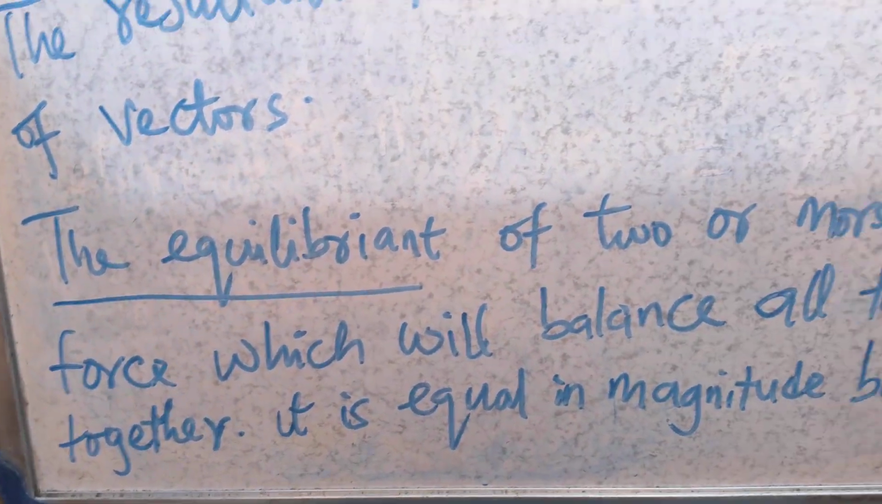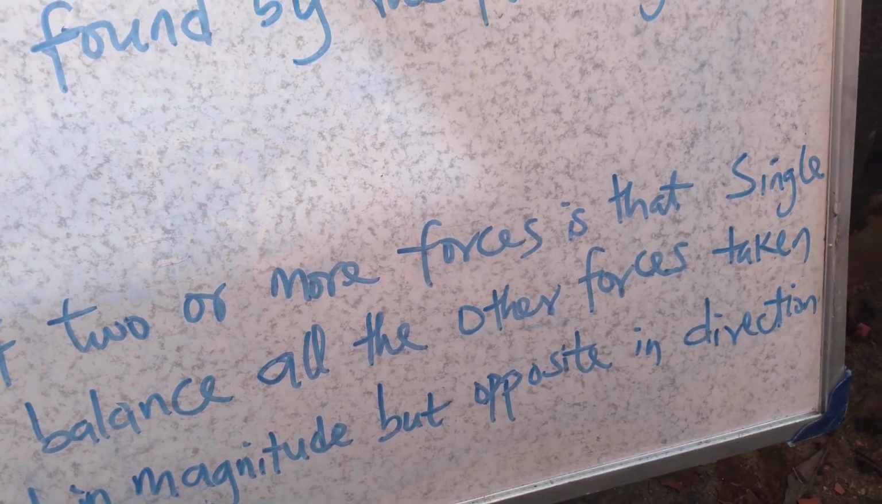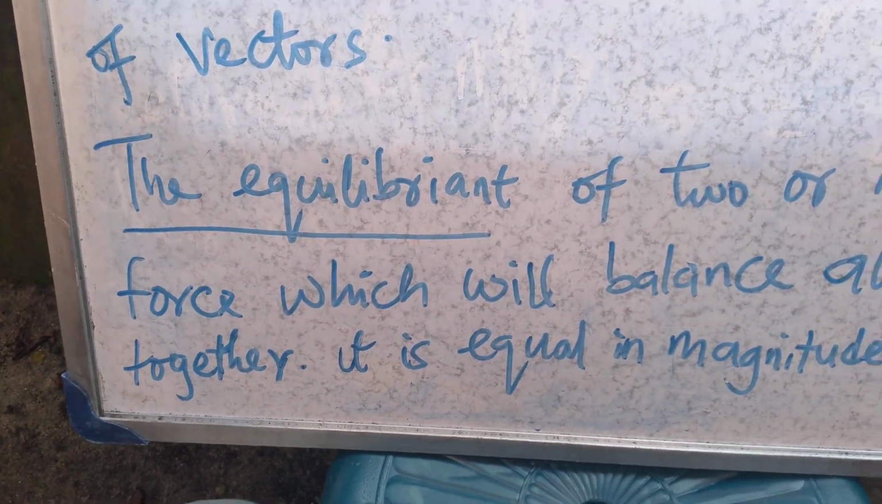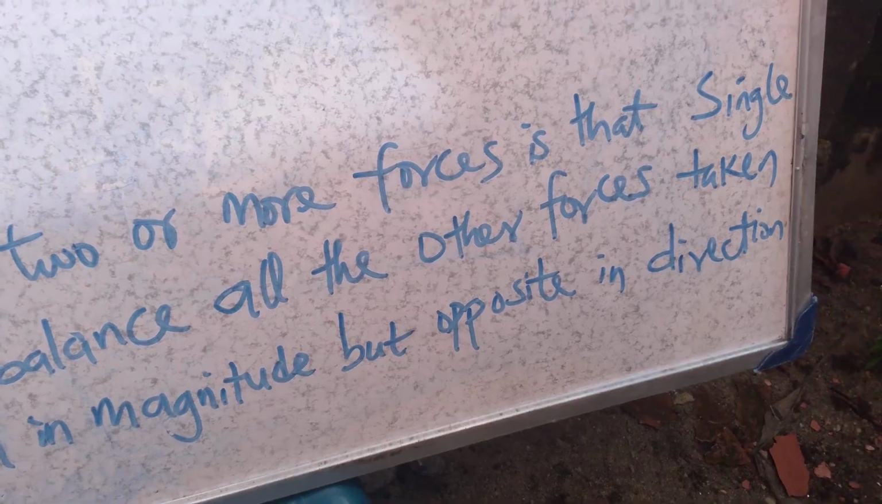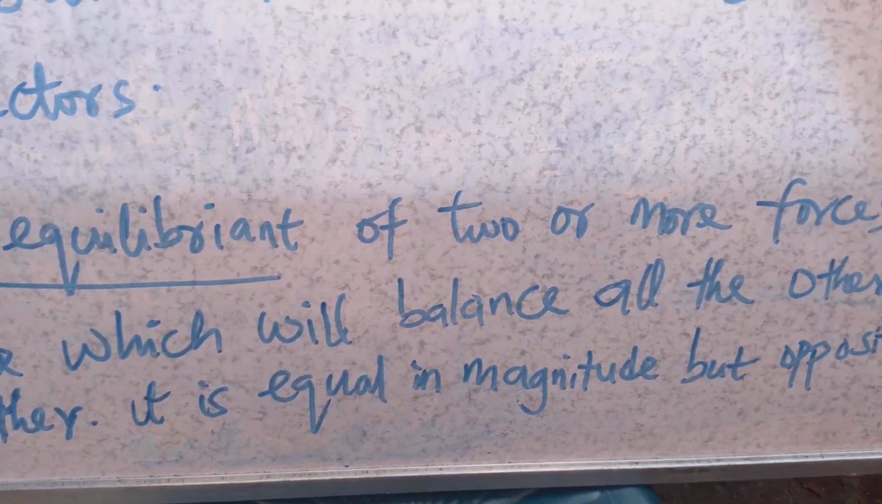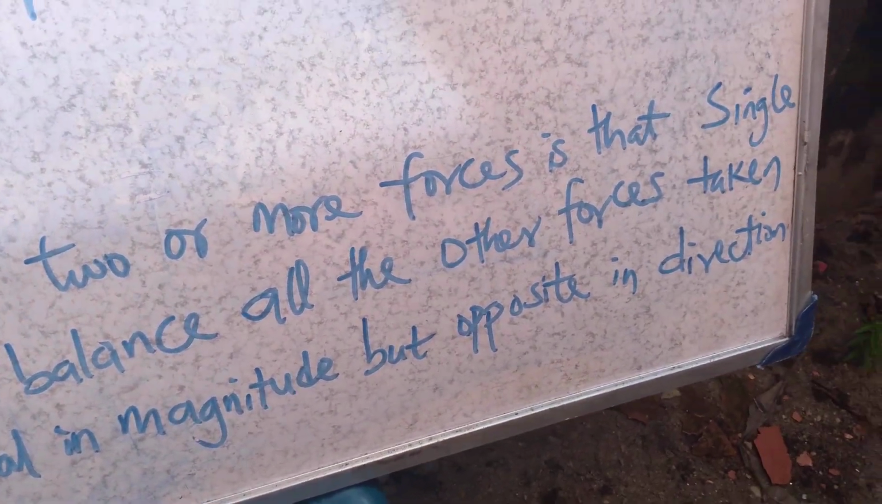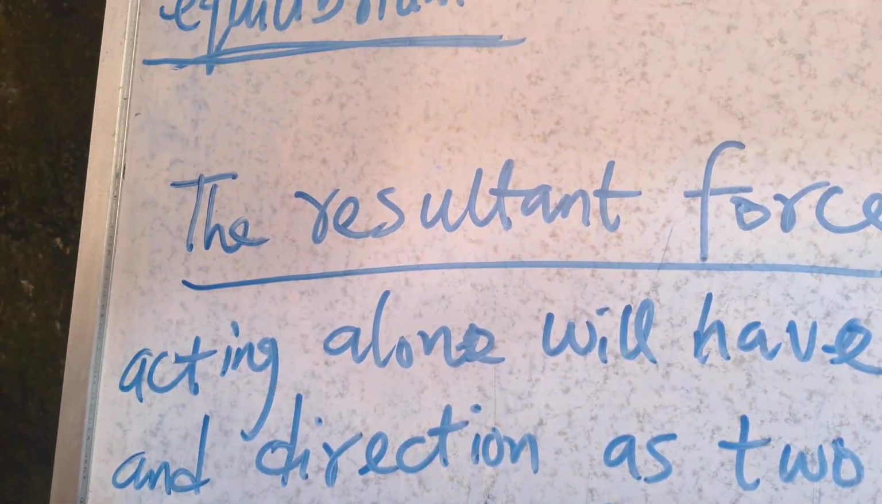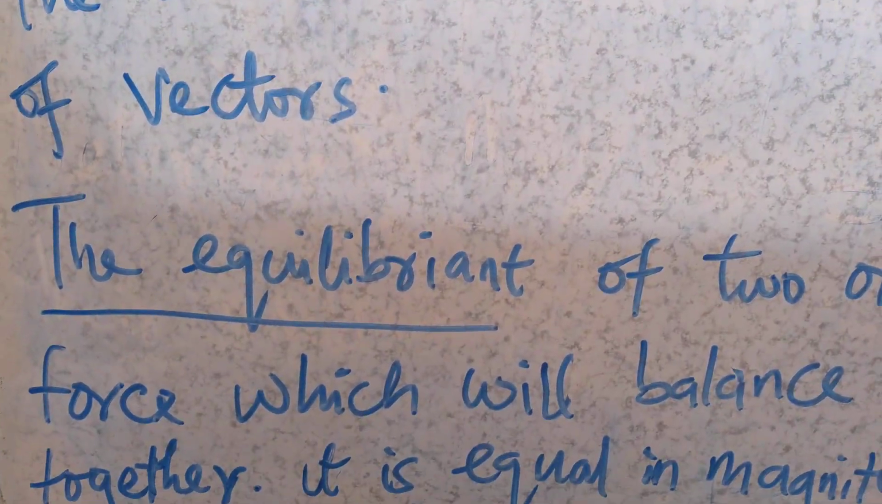Now also look at the equilibrant of two or more forces. It is that single force which will balance all the other forces taken together. It is equal in magnitude but opposite in direction. So take note of these two definitions, resultant force and equilibrant.